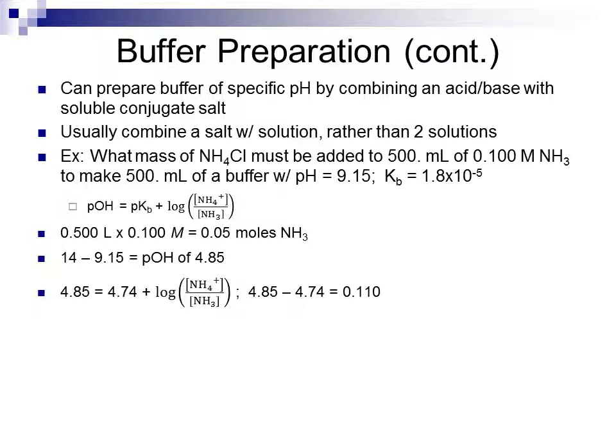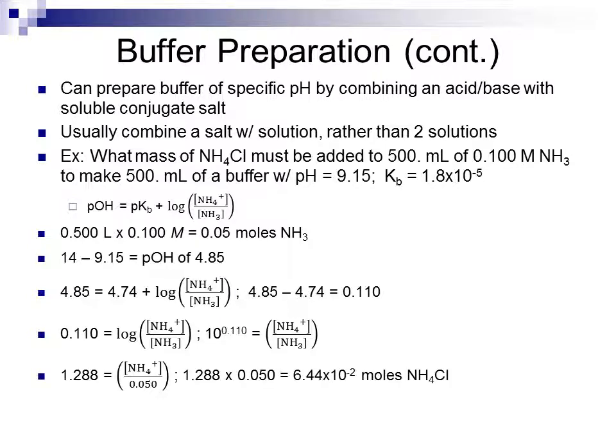So 4.85 equals 4.74 plus the log of ammonium to ammonia. If I move the pKb over to the left to isolate the log of ammonium over ammonia, we get 4.85 minus 4.74, which equals 0.110. So 0.110 equals the log of the ammonium over the ammonia. We can cancel the log by taking 10 to the log, so 10 to the 0.110 equals the ammonium to ammonia ratio.